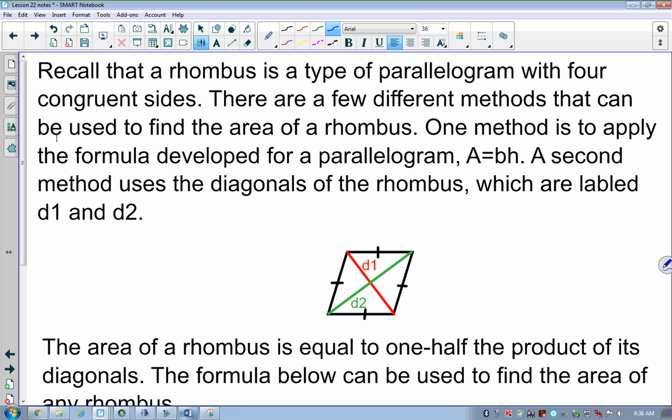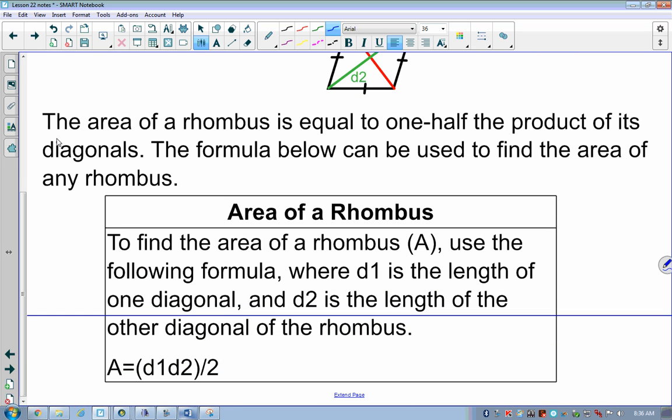Then we get into a rhombus. Recall that a rhombus is a type of parallelogram with four congruent sides. We could use base times height if we had that information, but sometimes they won't give that to you. A second method uses the diagonals of the rhombus, labeled diagonal 1 and diagonal 2. It's fairly simple: the area formula is diagonal 1 times diagonal 2 divided by 2.